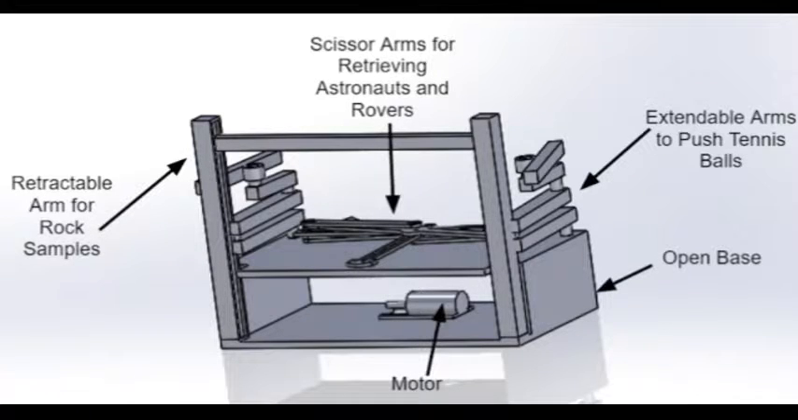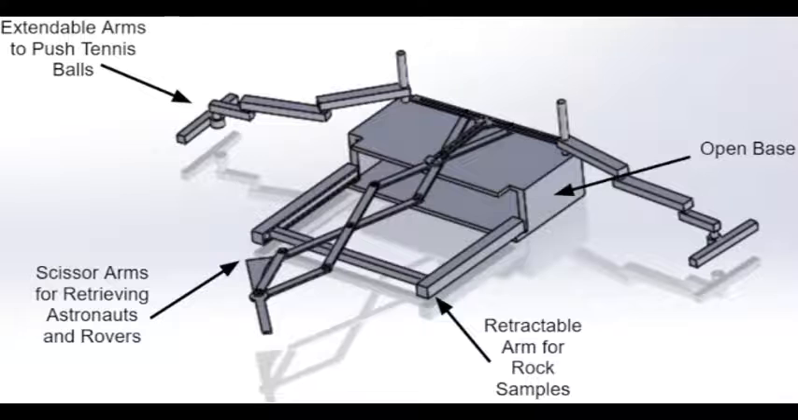First design focuses on 3 tasks: pushing the radioactive elements out of the home zone, pulling the rock samples into the home zone, and retrieving the astronauts and rovers. This design utilizes an open base, a retractable arm, 2 extendable arms, and a scissor.